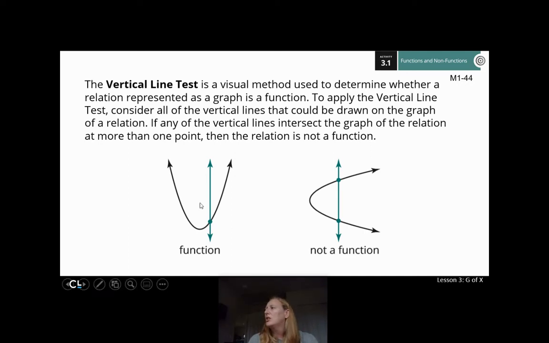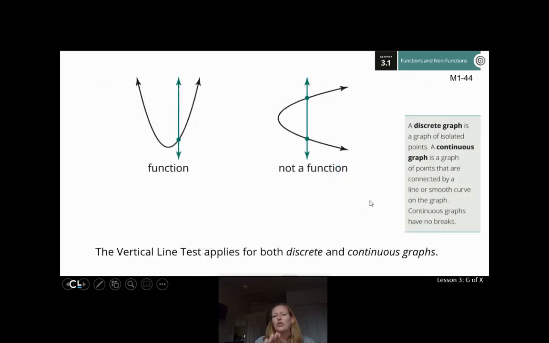So you can see this first guy, anywhere that I draw a vertical line, it's only going to intersect my graph once. So this graph is a function. But if we look at this guy over here, I have a little issue, right? Because if I draw a vertical line, it actually intersects my graph twice. So it's not a function. Boo, it failed the vertical line test.